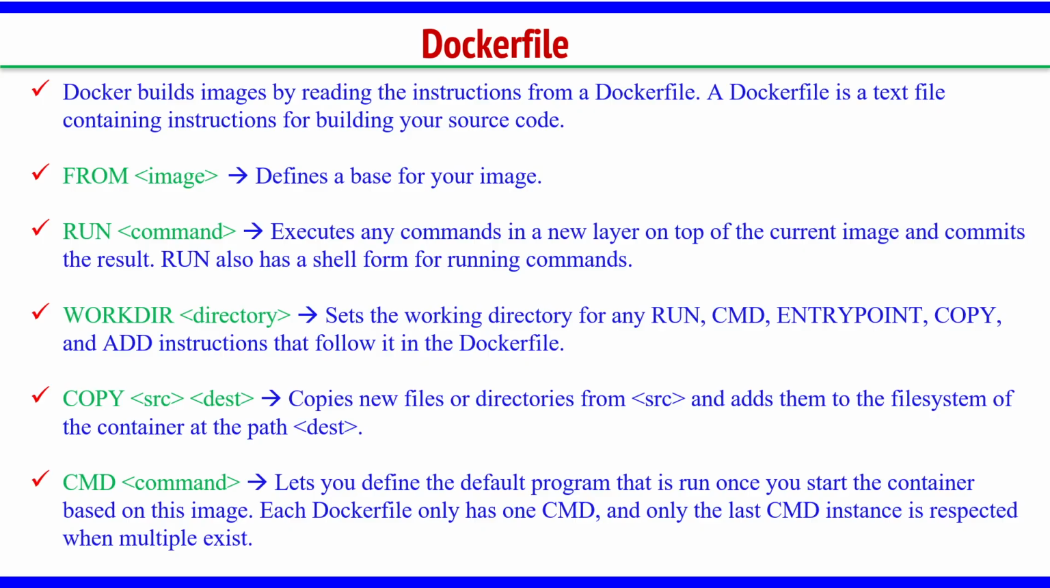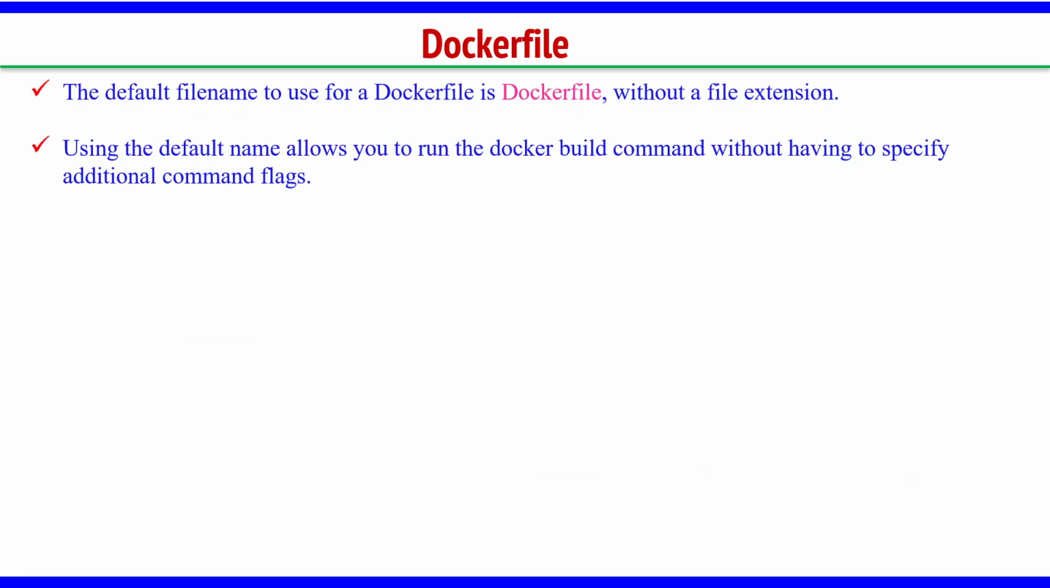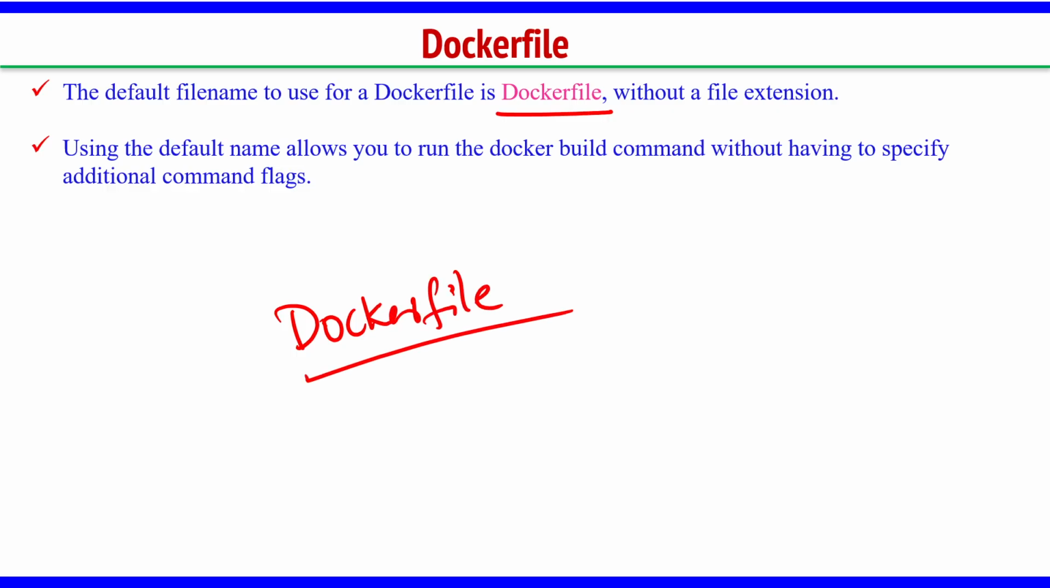Right. Now if you see the default file name, this is very important. The default file name for the Dockerfile is Dockerfile. This is the default name. There is no change in that. You always have to create the file with the name Dockerfile without any space, and only D is capital, the remaining are all small, without any extension, right.